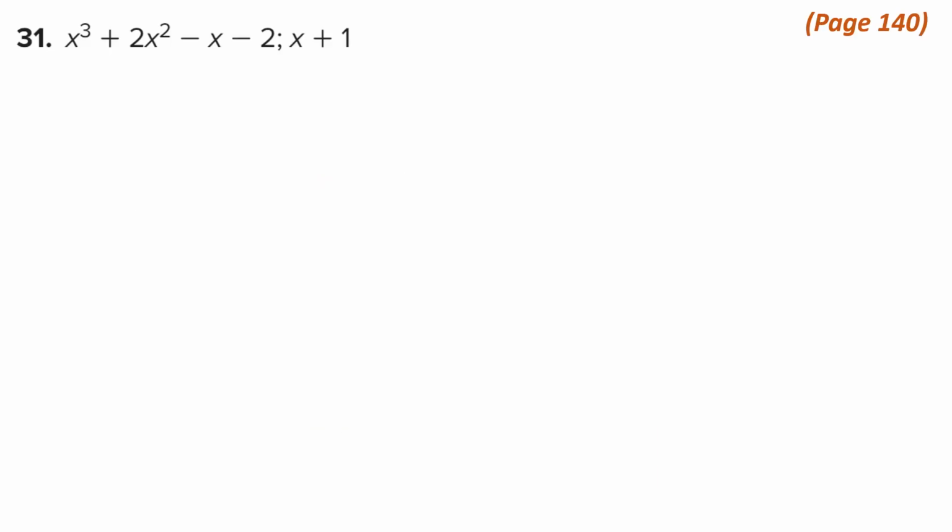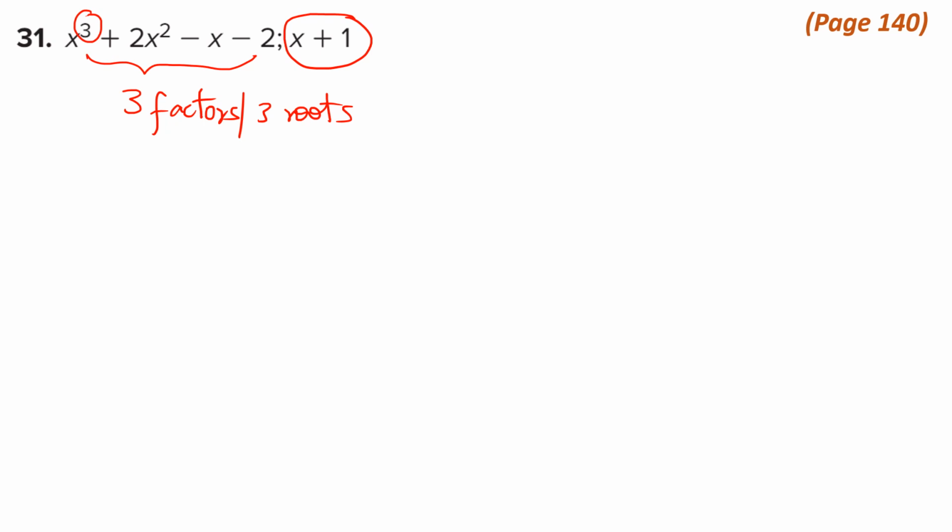Okay, so this is how the question will come. You will be given a big polynomial. Look at the degree. The degree is 3. That means it will have 3 factors or 3 roots or 3 solutions. Now out of this, one factor is given to you. So what you have to do is find the remaining two factors.